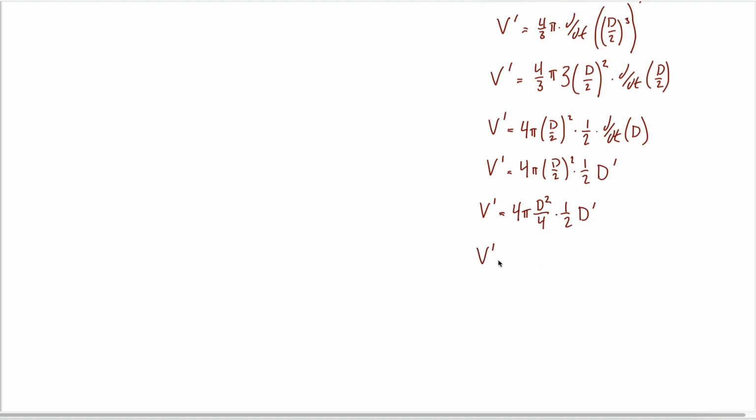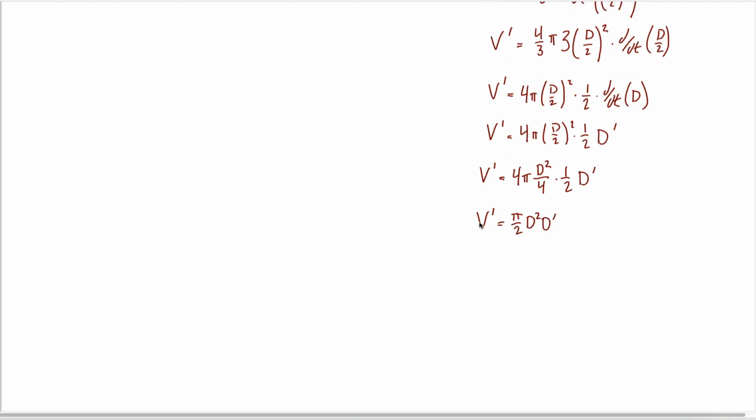so I can say that v prime is equal to pi divided by 2, this 4 and this 1/4 are gone, times d squared times d prime. Now to get the d prime all by itself, I'll multiply both sides by 2 and then divide by pi d squared, and I get that d prime is equal to 2v prime divided by pi d squared.